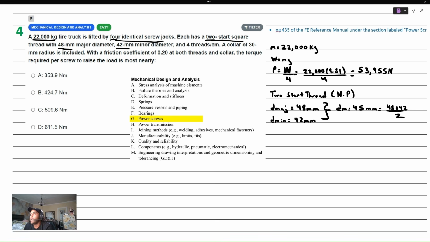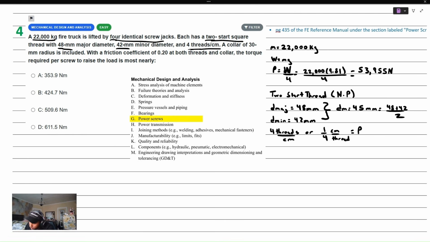Okay, and we also know that we have 4 threads per centimeter, and that is just given a value of threads per centimeter. Usually in the English system, we do like threads per inch. If you take the reciprocal of that, what you can find out is the pitch. So 4 threads per centimeter, or we could say a quarter. So I took the reciprocal of that, centimeters per thread. Okay, so this is really the pitch here.